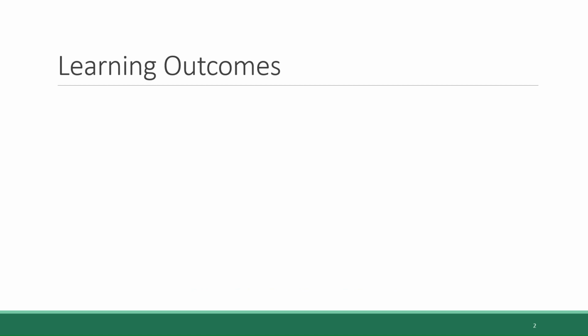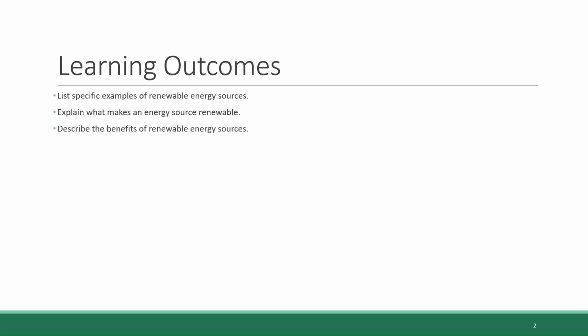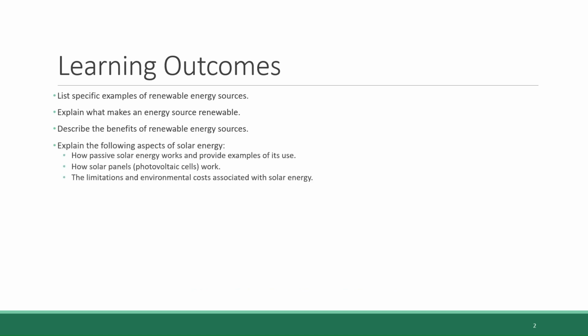In this presentation, we will explore various aspects of renewable energy sources. We will have several learning outcomes, beginning with a discussion on specific examples of renewable energy sources. Next, we will explain what makes an energy source renewable. After establishing this, we'll discuss the many benefits of renewable energy sources. Solar energy will be a major focus, so we will cover how passive solar energy works and its applications, how solar panels work, and their limitations.